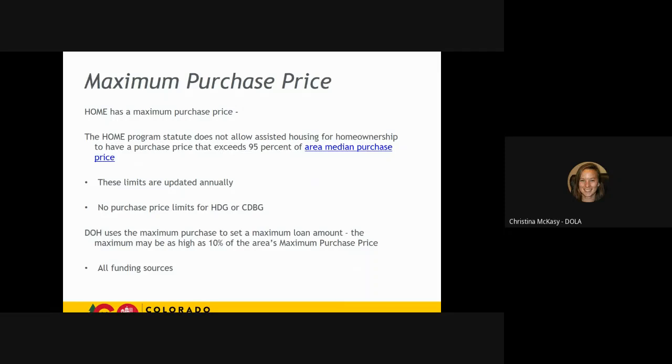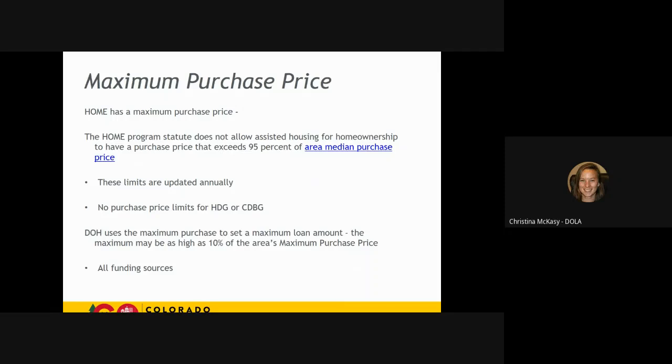In Colorado, there are a lot of expensive parts of the state currently, as I'm sure you're aware. So if the house exceeds the price that is listed by HUD, a person receiving down payment assistance cannot purchase that house. So it's kind of a barrier, and we do not apply that to HDG or CDBG funded programs just because of the barrier.